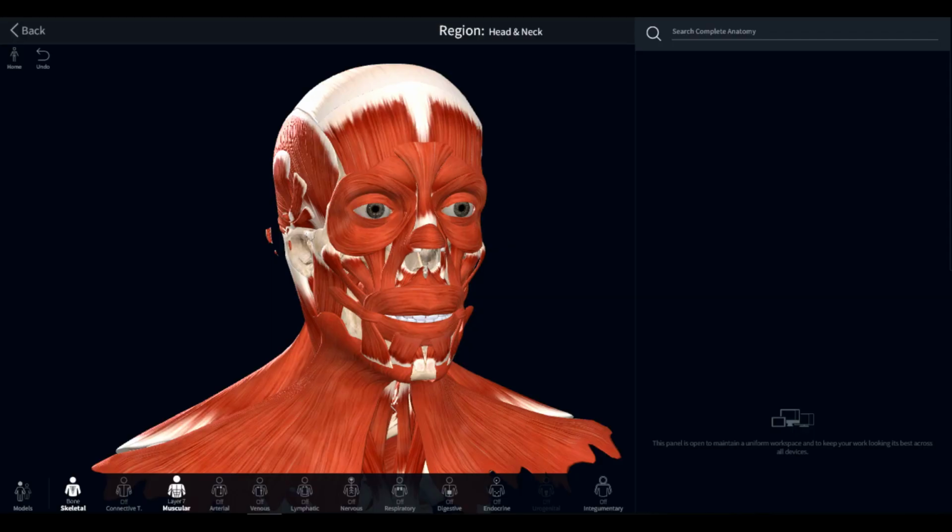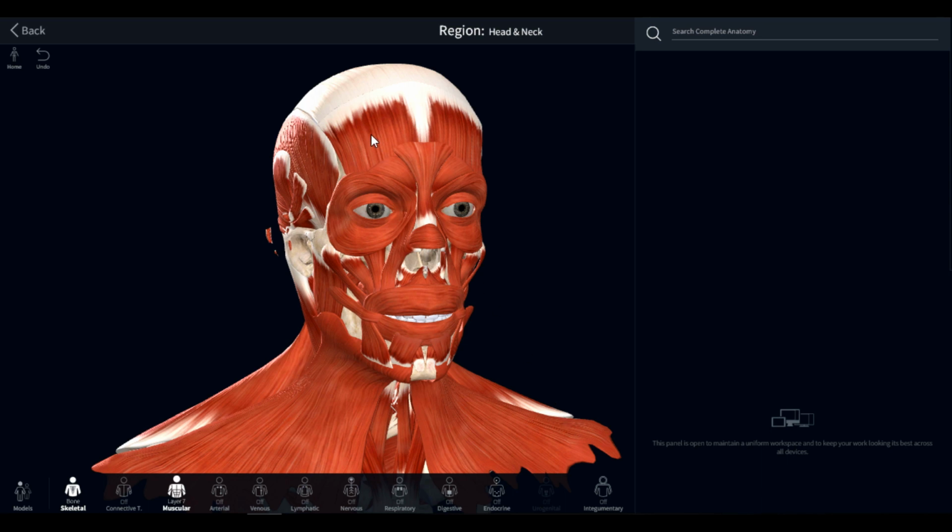So in today's video, I will be covering the muscles of the face. Now, if we take the muscles of the face, there are two types of muscles. There are muscles of facial expression, and there's also muscles of mastication. These are the muscles for chewing. In today's video, I will be looking at the muscles of facial expression. For the muscles of mastication, I will make a separate video for them.